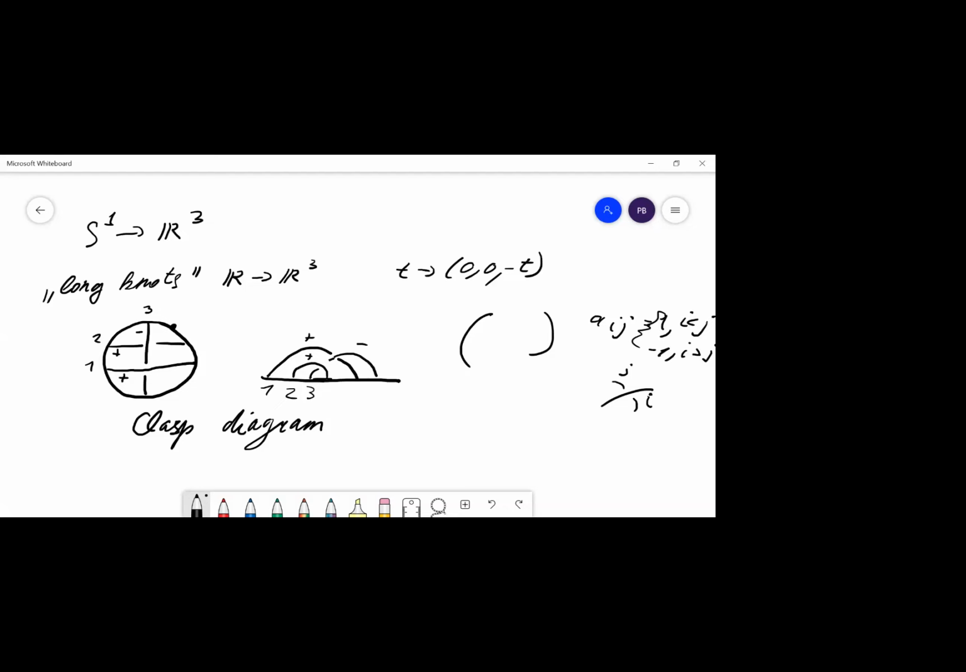So let's write the matrix of this clasp diagram. I didn't define the diagonal. The diagonal is just the signs of the chords. So 1, 2, 3. On the diagonal, we will have 1, 1, -1, because the third chord is with minus sign and the first two are with plus sign. And who can tell me what's in here?